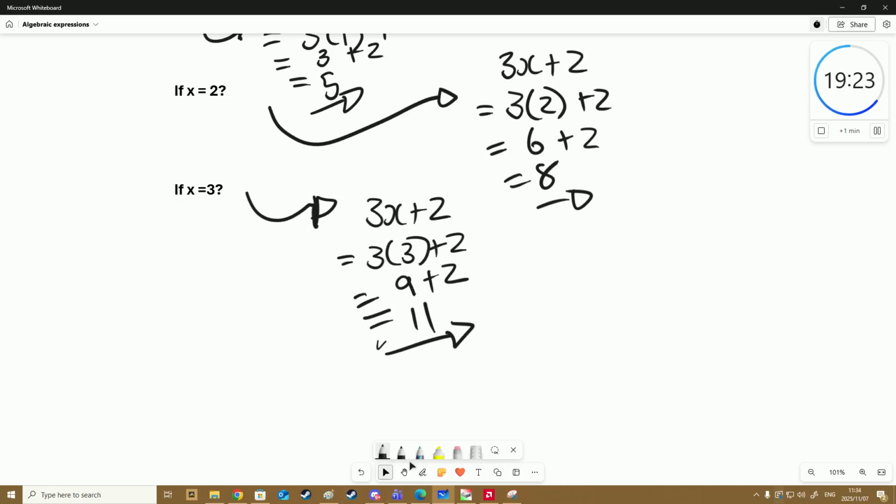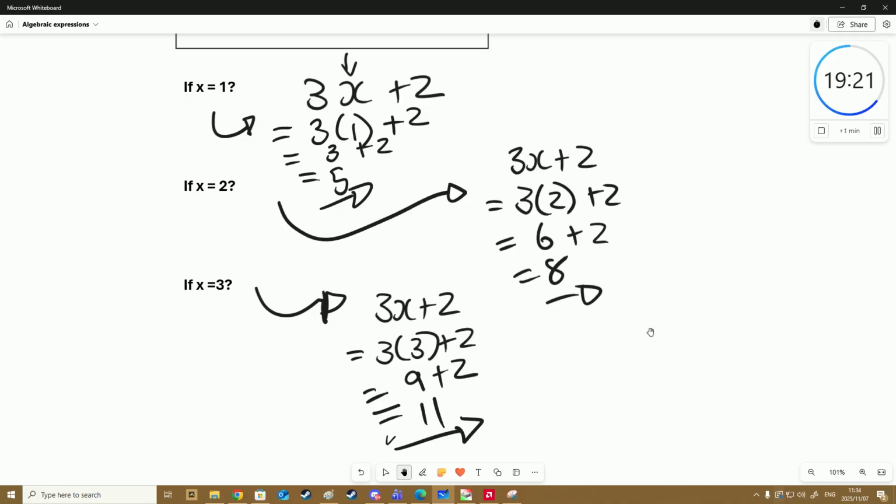So hopefully you see the value in algebraic expressions. We don't know what this value of x is, but it can be any number. And when we find out what the value of the unknown variable is, we can substitute it into this expression and find the value of the expression. So algebra is just math that we are doing with an unknown variable.